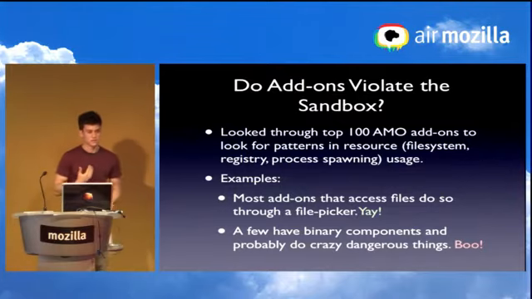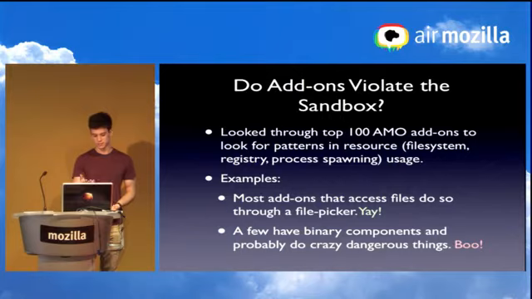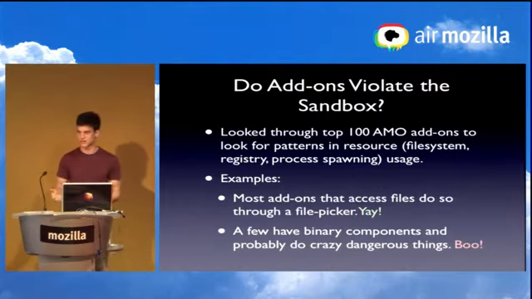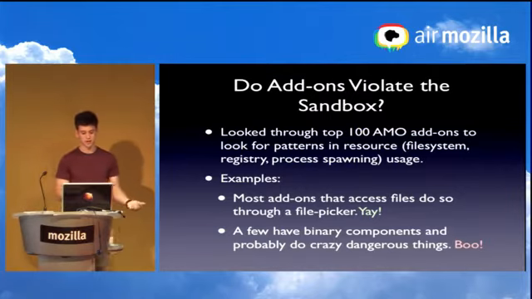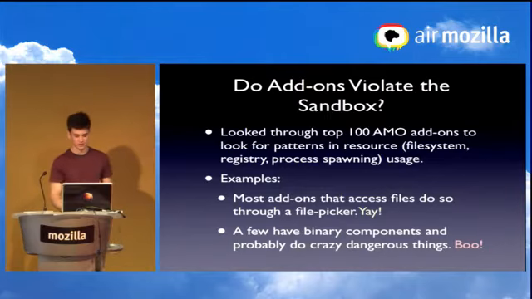So I spent a lot of my time researching patterns of resource usage in add-ons, and I found a lot of interesting patterns. Some examples are that most add-ons that access files do so through a file picker, which is great, because we could just put that file picker in the broker, and the worst an exploit could do if it compromises a process is open up the file picker, and hopefully users are smart enough to click cancel on pop-ups if they're being prompted randomly to pick files.